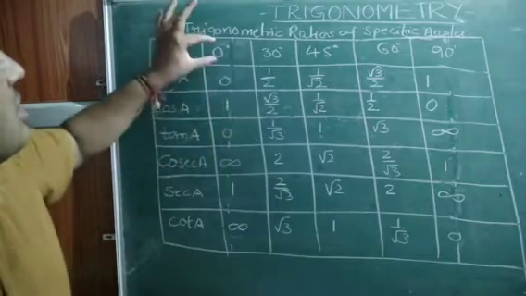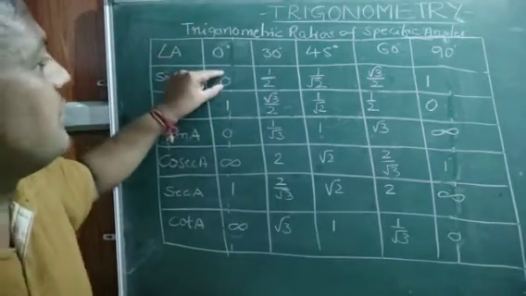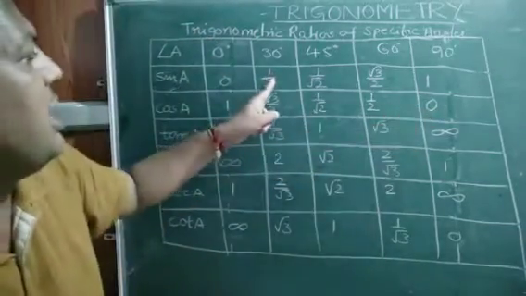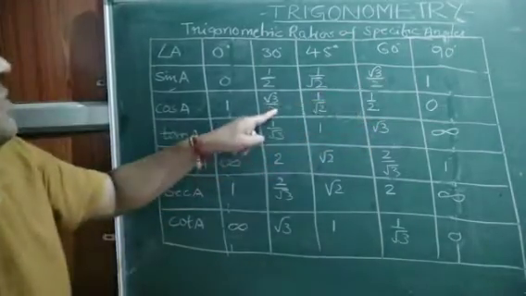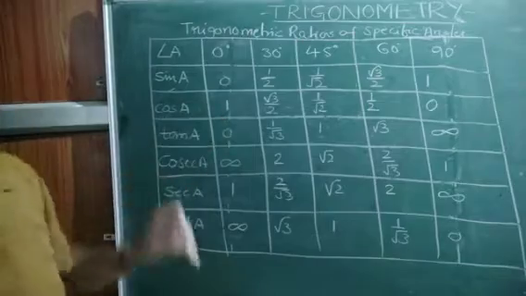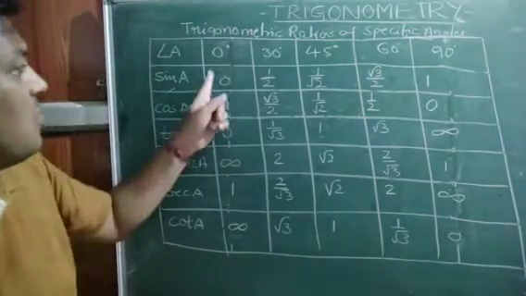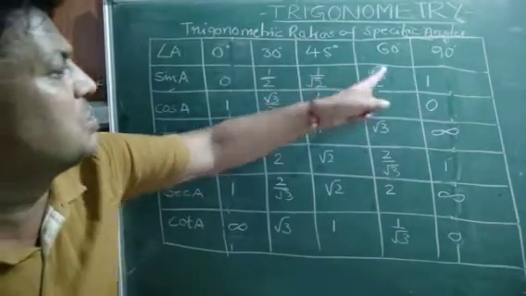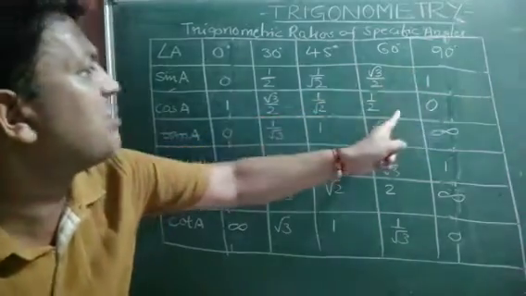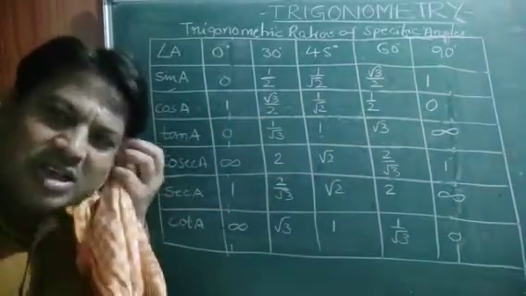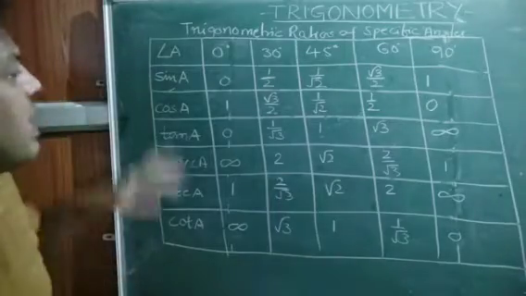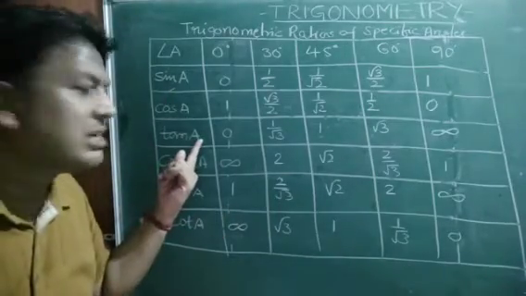See children, just reverse it. 0 here, 0 there. 1 by 2, 1 by 2. 1 by root 2, 1 by root 2. Root 3 by 2, root 3 by 2, 1, 1. Is it not reverse? 0, 1 by 2, 1 by root 2, root 3 by 2, 1. Here 0, 1 by 2, 1 by root 2, root 3 by 2, 1. Just our reverse values.